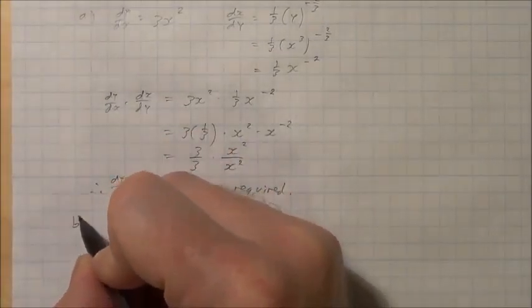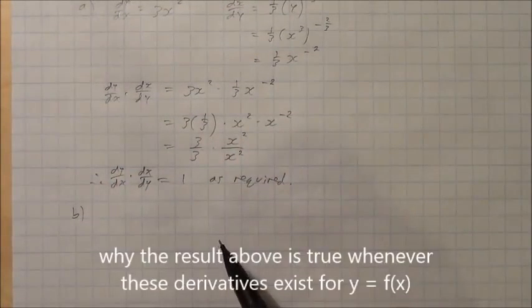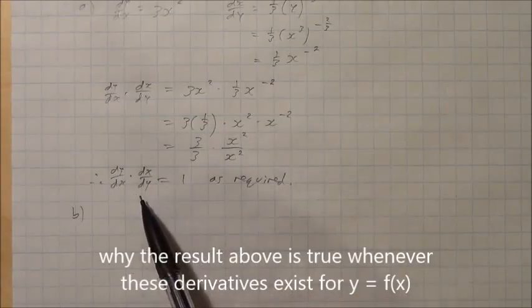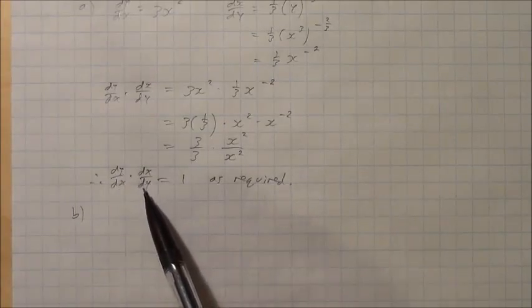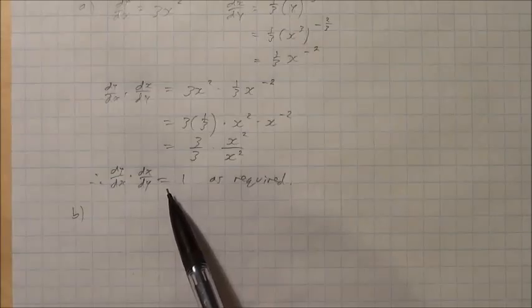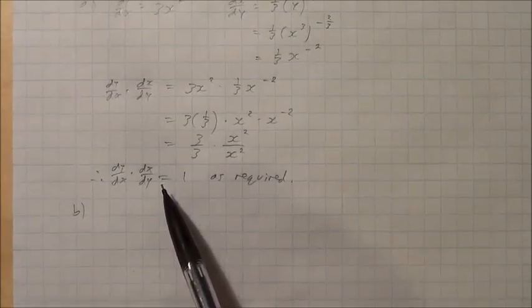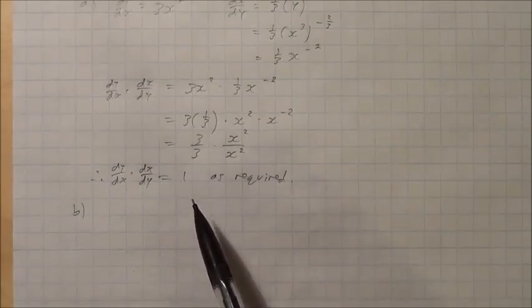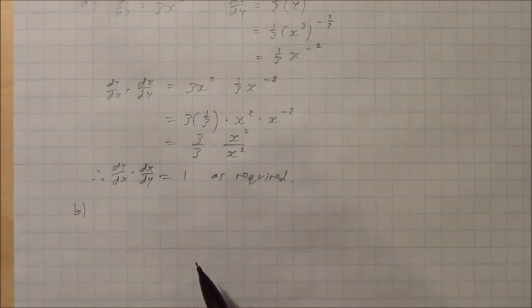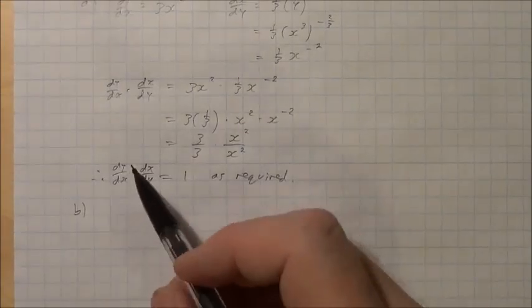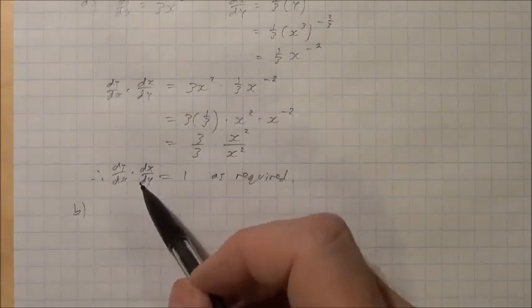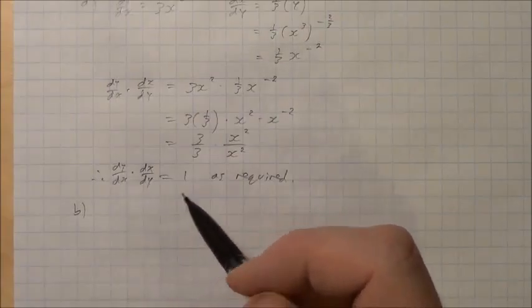Part B is asking why dy by dx multiplied by dx by dy equals 1 whenever the derivatives exist for any general function y equals f of x. So why would these two derivatives equal 1?